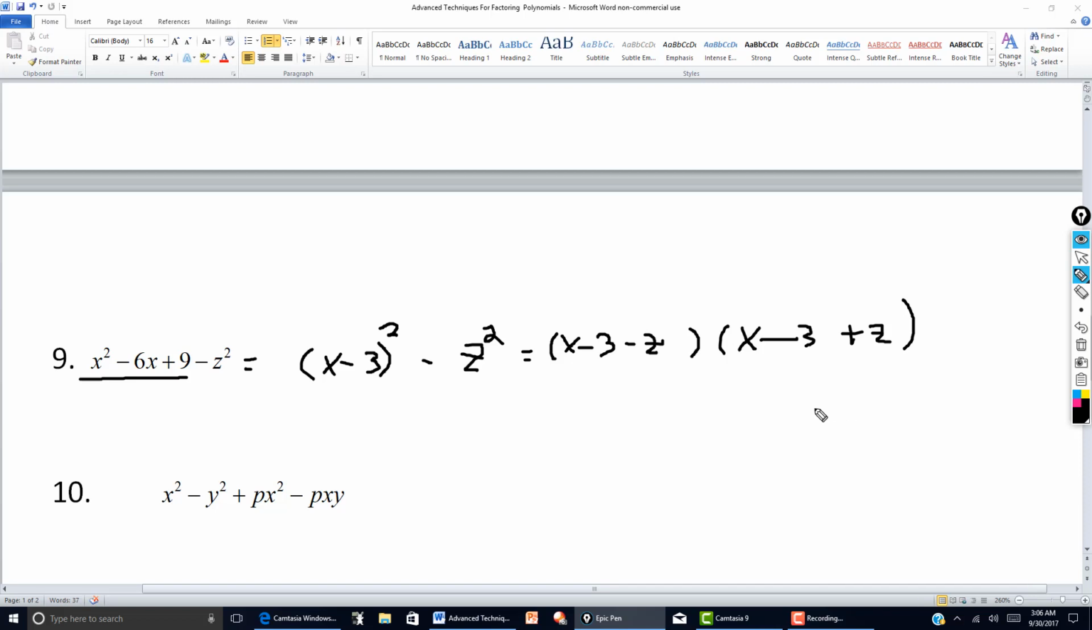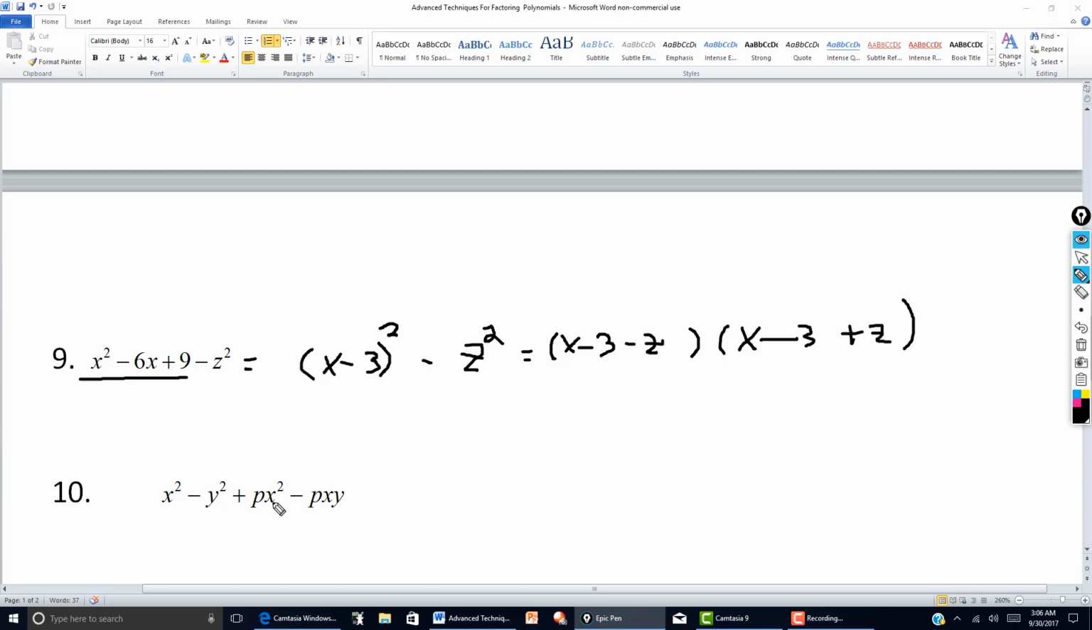So it's 4 terms. Basically we group the first 3 terms together, we leave the second term the way it is, and we set it up as a difference of squares, and then apply the formula for difference of squares.